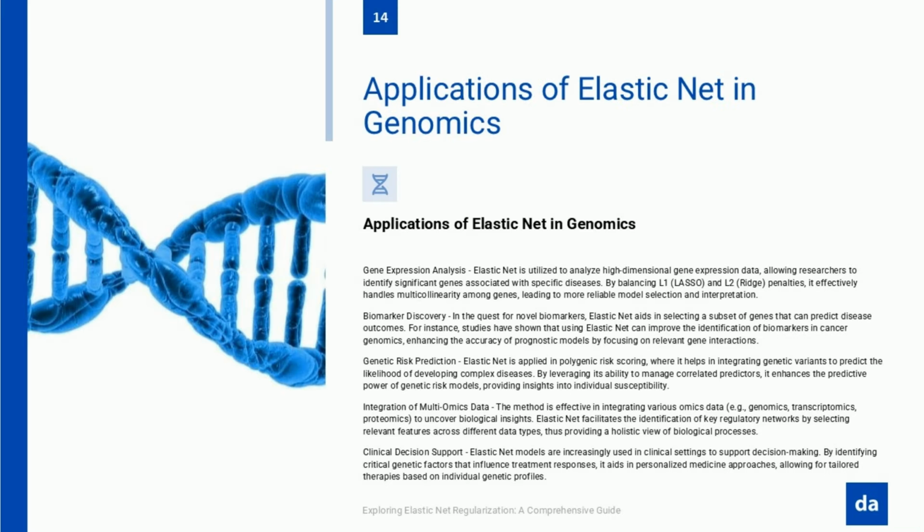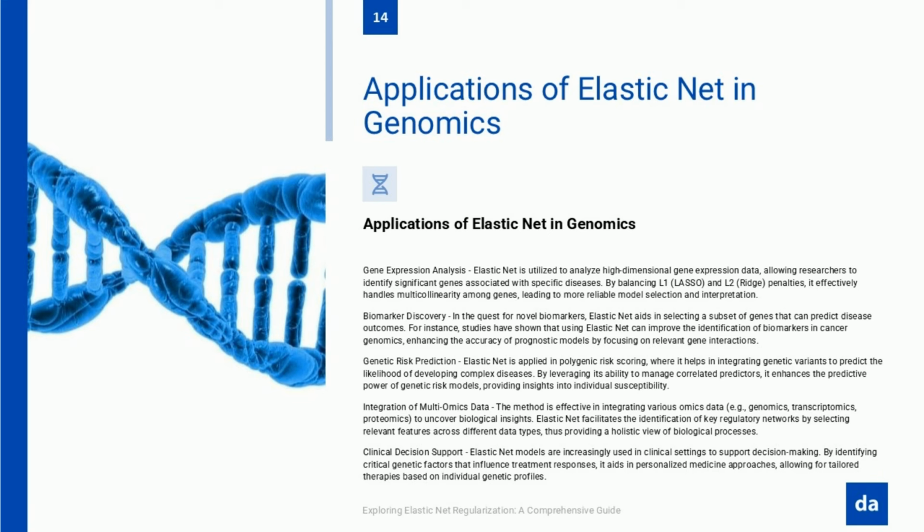Understanding the human genome is one of the biggest challenges in modern science. DNA contains billions of genetic codes, and buried within them are the secrets to diseases, traits, and even life expectancy. But here's the problem. Genomic datasets are massive and highly correlated. Thousands of genes can be interacting at the same time, making it incredibly difficult to pinpoint which ones are truly important. This is where Elastic Net becomes a game changer.